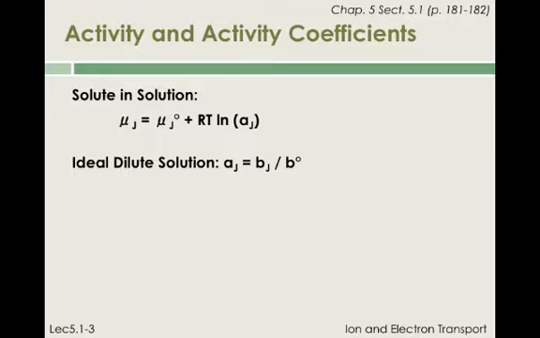So if the solute J obeys Henry's law, we write its chemical potential, μ_J, as μ_J⁰ plus RT natural log of b_J over b⁰.